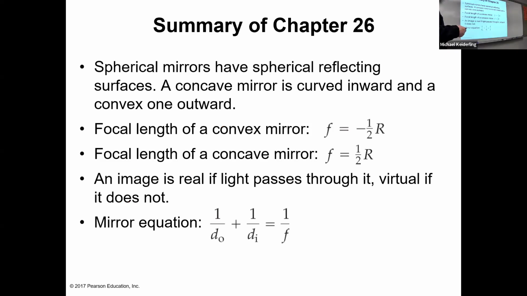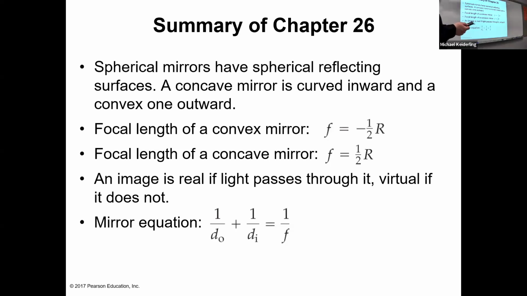The focal length of a convex mirror is half the radius of the sphere and negative. For a concave mirror, it's half the radius of the sphere and positive. Convex mirrors have a negative focal length because the focus is on the far side of the mirror. Concave mirrors have a positive focal length because the focus is on the near side of the mirror.